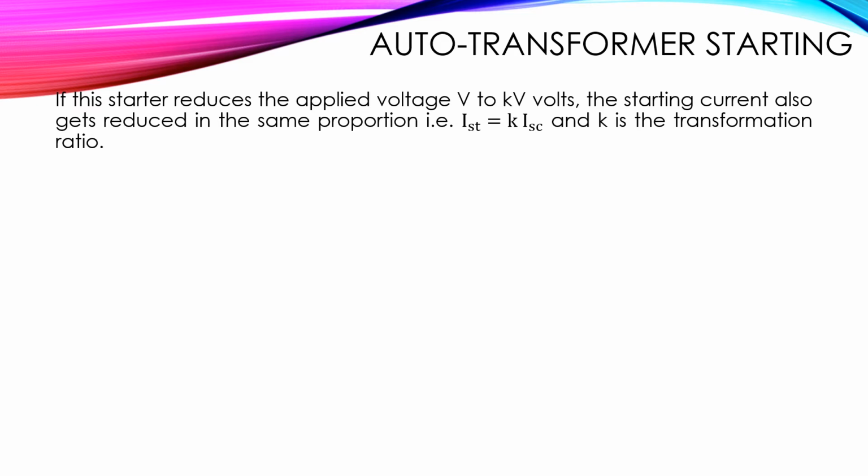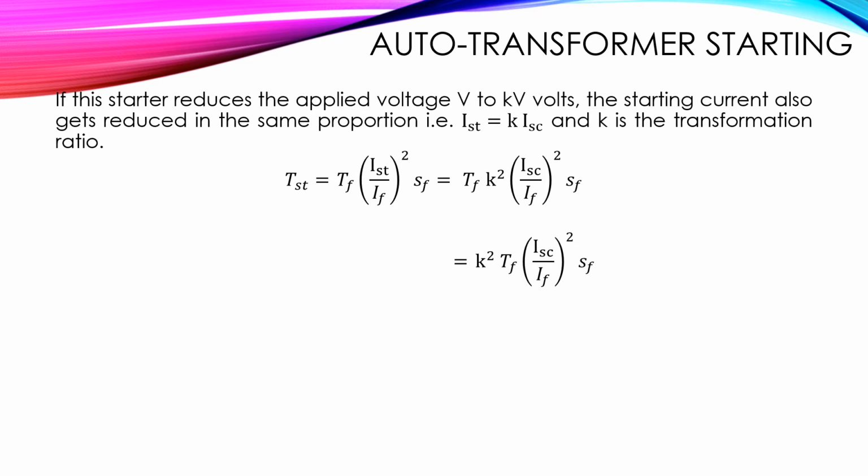If the starter reduces the applied voltage V to kV, the starting current also gets reduced in the same proportion. We can write that the starting current is equal to K times the short circuit current. What is K? K is the transformation ratio. Therefore, the starting torque using auto transformer starting is equal to the full load torque multiplied by the square of the ratio of starting current to the full load current, multiplied by the full load slip. After arranging all the terms, again we get that the starting torque using auto transformer starting is always equal to K square times the torque developed by direct online starting.